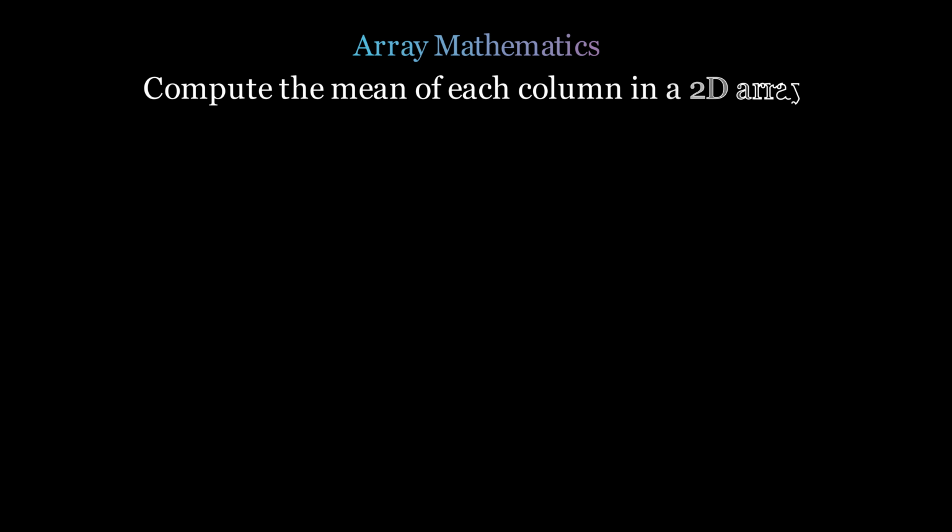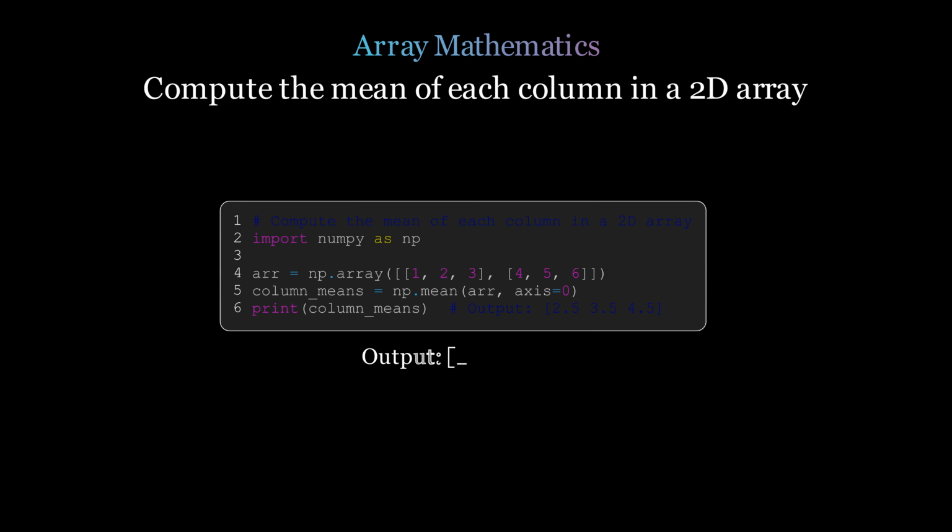Next, we'll compute column means in a 2D array. The mean function with axis equals 0 calculates the average down each column. For our 2 by 3 array, the column means are 2.5, 3.5, and 4.5. The axis parameter is crucial. Axis 0 means operation along columns, while axis 1 would be along rows.